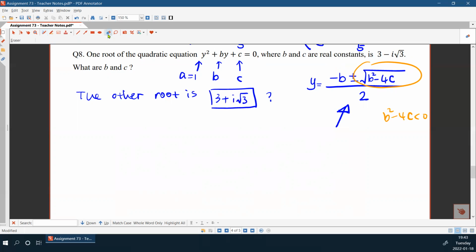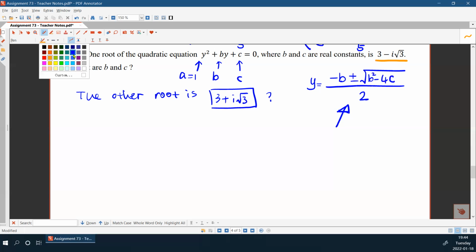Yeah. Okay, so if one of the roots is something minus something i, according to this formula, the other root must be the same something plus something i, right? Therefore, if one root is 3 minus i times the square root of 3, the other root must be 3 plus i times the square root of 3. That means the real part is the same as this one, and the imaginary part is just the opposite. Do you understand? Yeah. Okay, so according to this analysis, the other root is this one.